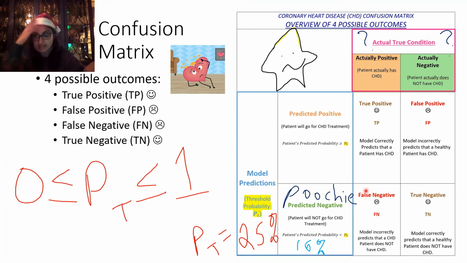But in the false negative, if Pucci actually has CHD and was not receiving treatment, then this would be really bad, because maybe the CHD got a lot worse.